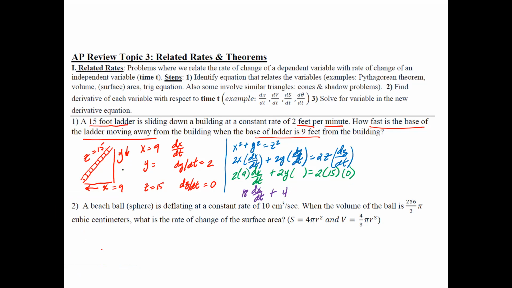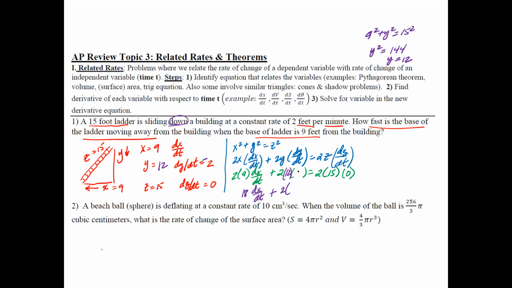you could find what y is, because remember, 9 squared plus y squared equals 15 squared. So that's going to be y squared equals 15 squared minus 81. So that's going to be 144. Y equals 12. Now the ladder is sliding down 2 feet per minute, so make sure you have a negative there. So then I'm going to go ahead and change the y to a 12.